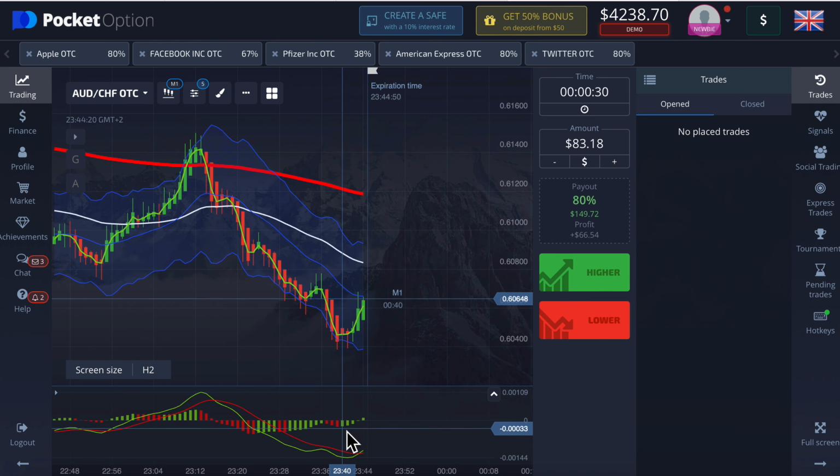Look at the momentum. It's getting weaker and weaker and weaker and shifting to this side. So I know that this was a perfect opportunity for me to get in. I wouldn't give it a 5-star trade. I would give it a 2.5.